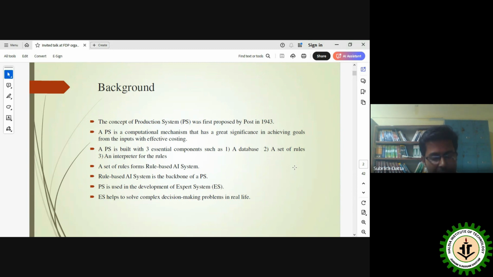If I chronologically summarize the matter, first the target was to design a production system, and the production system has a set of rules. From that set of rules, the concept of rule-based AI was developed, and then this production system was used in the development of expert systems. So this is a little bit of background in this particular field.